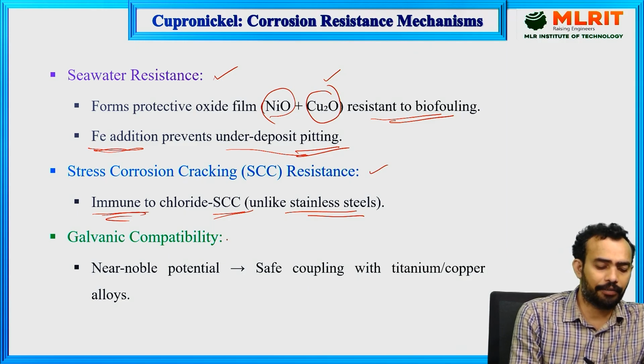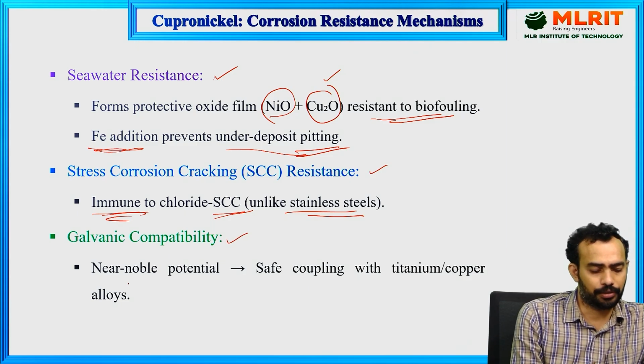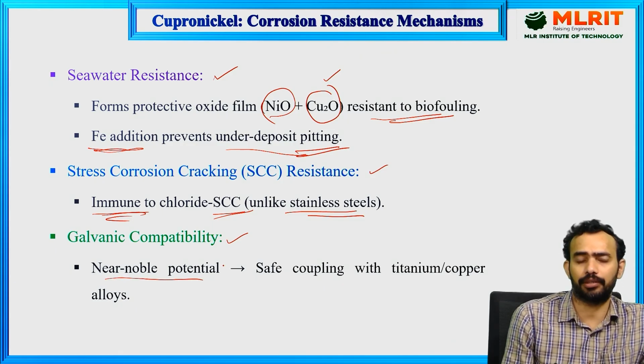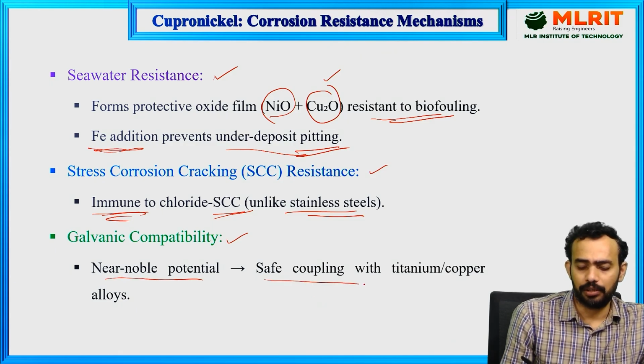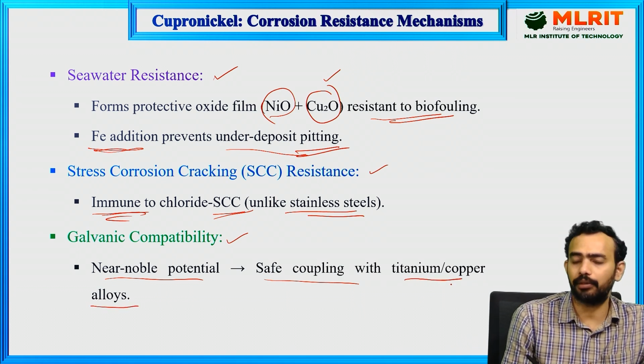Then there is galvanic compatibility. Cupronickels have a potential near the noble potential. So they can be safely coupled with titanium or copper alloys, that is, with titanium-based alloys or copper-based alloys.